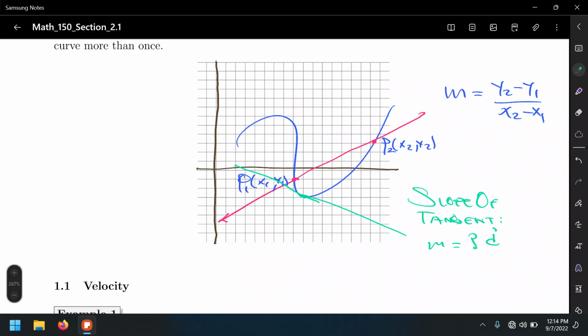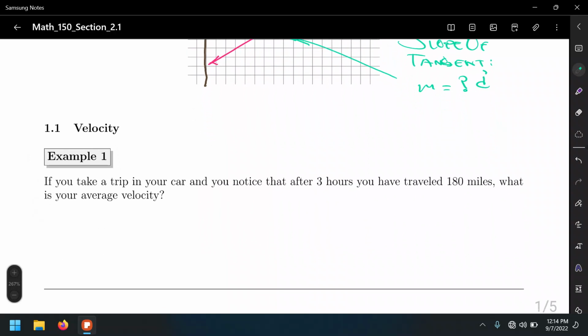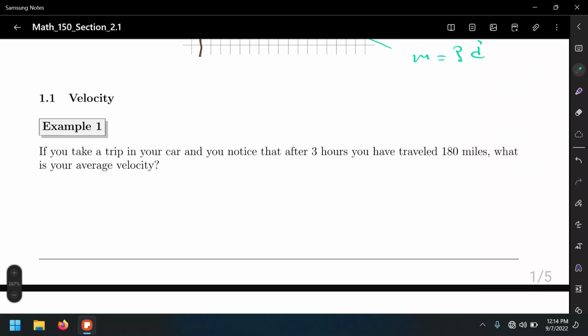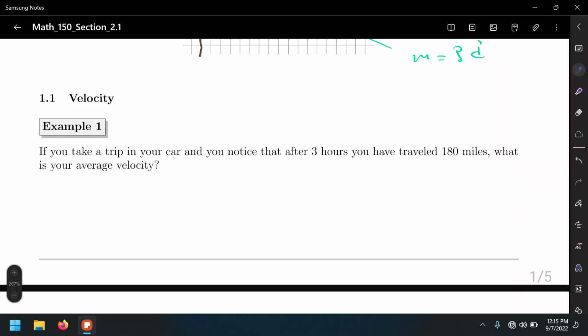In this case, let's start with a very basic example using the idea of finding the velocity. Let's do the basic case for the average velocity. So you take a trip in your car and you notice that after 3 hours you have traveled 180 miles. What's your average velocity? This is a basic distance over time problem. So in this case, let's label V average. That's the change in position over the change in time.